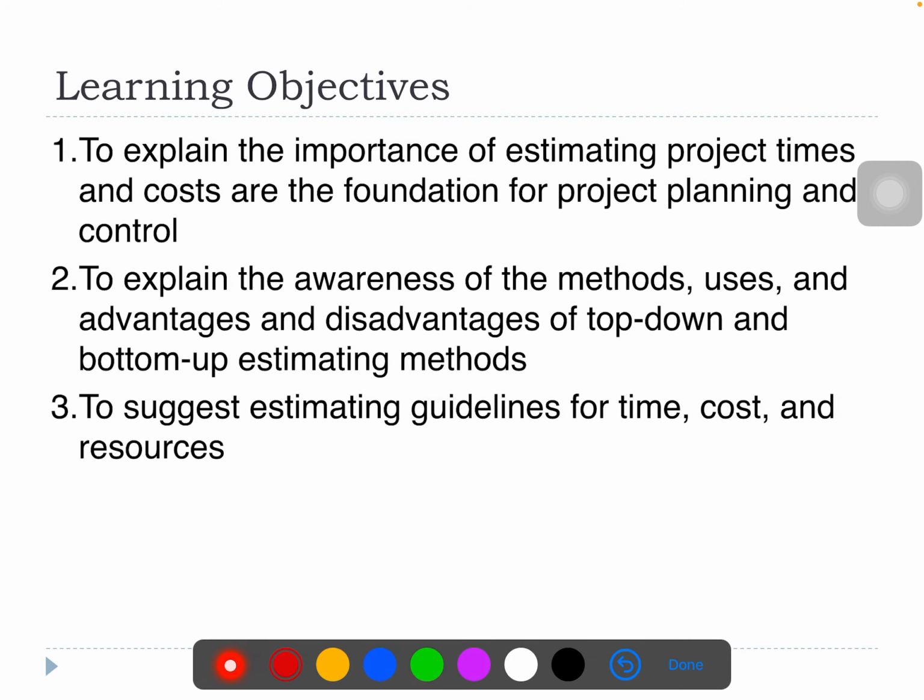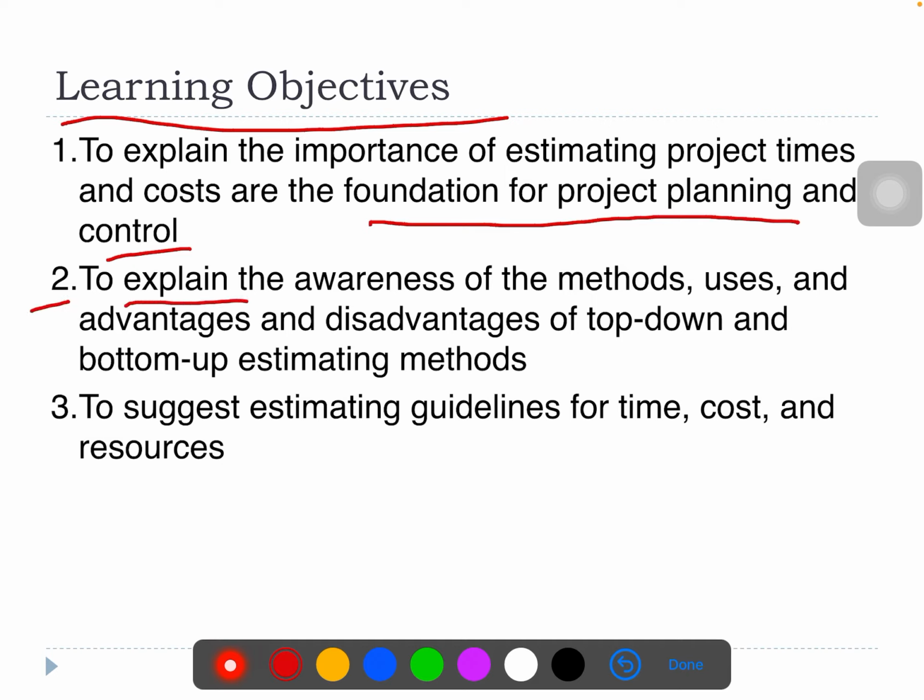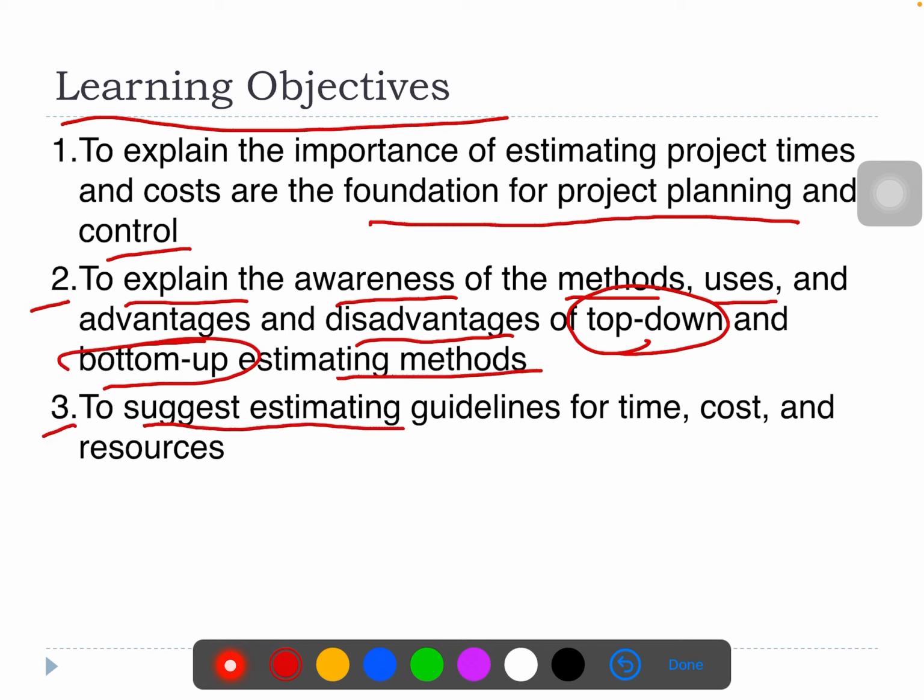Estimating times and costs. The learning objective for estimating times and costs is, first, to explain the importance of estimating project times and costs, where it is the foundation for project planning and control. Secondly, to explain the awareness of the methods, uses, and advantages and disadvantages of top-down and bottom-up estimation methods. Number three, to suggest estimating guidelines for time, costs, and resources.